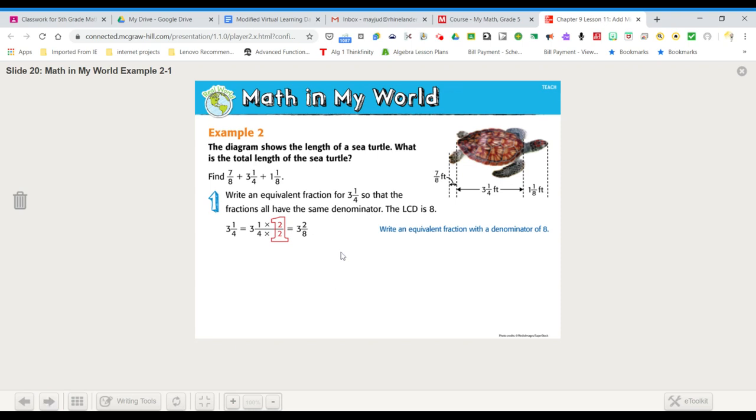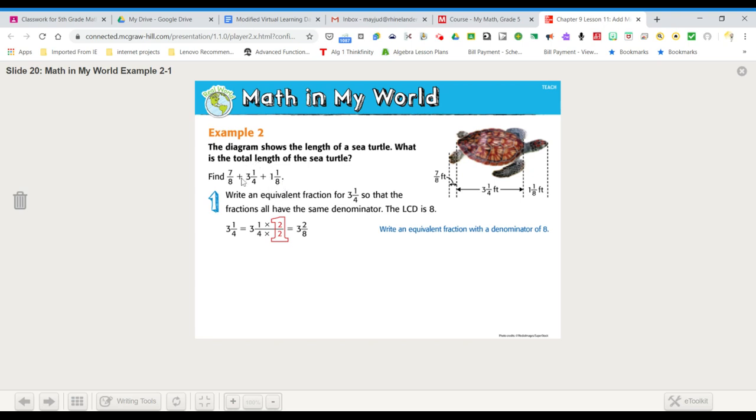Example 2. The diagram shows the length of a sea turtle. What is the total length of the sea turtle? So they show you in this drawing right over here, 7/8 of a foot, 3¼ foot, 1 1/8 foot. So what they're showing you is that the end of the turtle, or the back feet, when it's extended, is 7/8 of a foot. The length of the shell is 3 1/4 foot, and the length of the head is 1 1/8 foot. So it says to write an equivalent fraction for 3 1/4 so that the fractions all have the same denominator. As you look here, 7/8 and 1 1/8, they have a common denominator of 8.